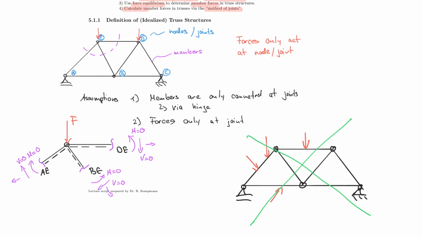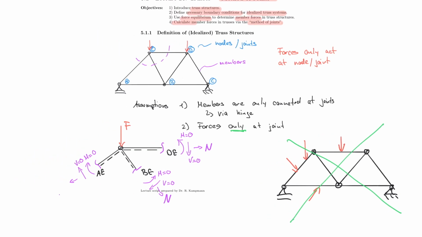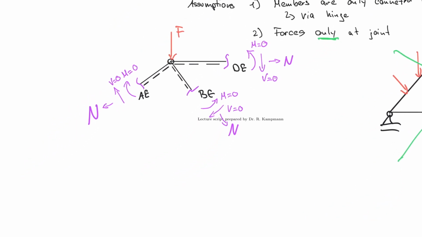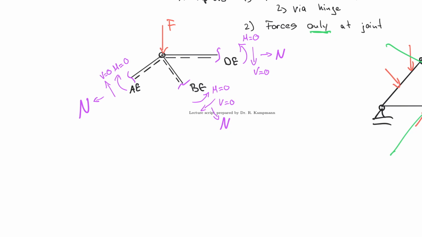Because if we use the method of joints with this assumption that the forces only act at the joints, then the only thing we really have to deal with are normal forces, right? So normal forces have a value. And you have actually calculated systems before where you dealt with only normal forces. And just for your understanding, I'm going to redraw this structure one more time as we would deal with it in the method of joints.